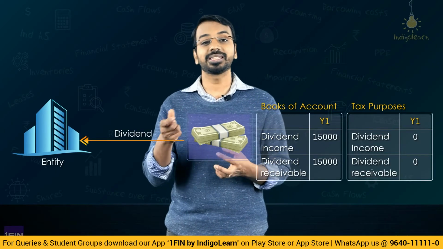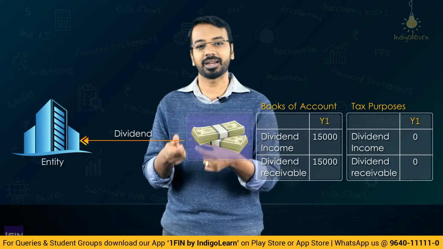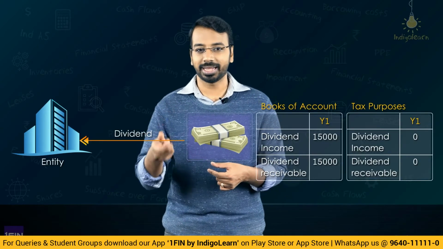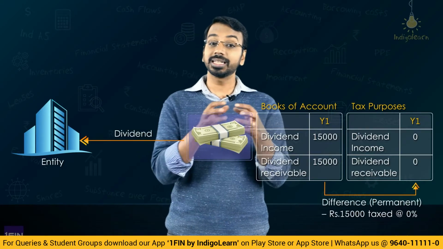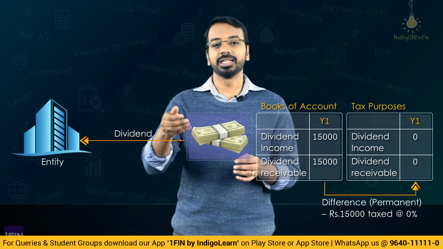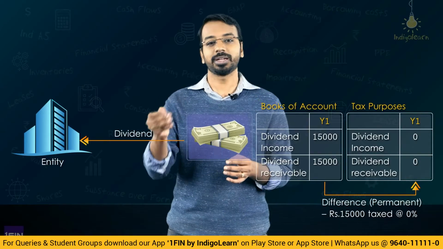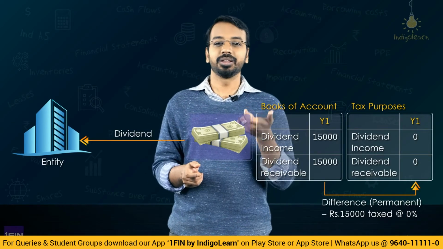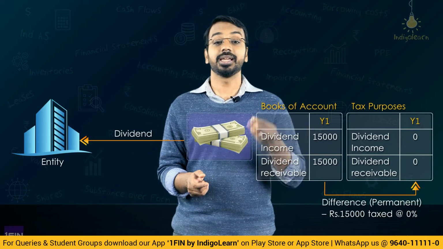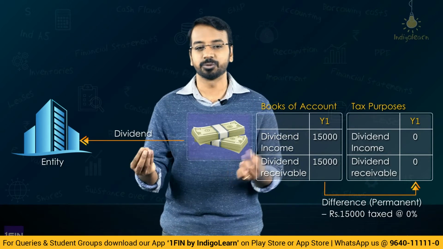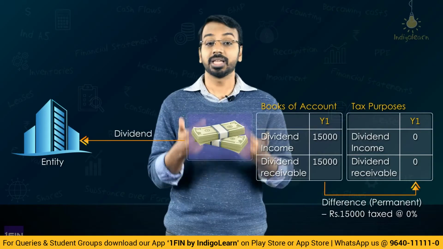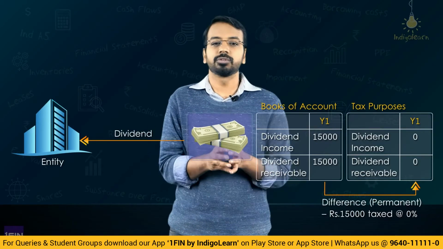Now if the dividends are exempted, and anyways in the current period you will not be taxing them, even in the future period you will not be taxing them. So for this asset called dividend receivable, the future economic benefits will not be taxable, and hence the dividend receivable in the books, let us say it is 15,000. For the tax also, the tax base will be 15,000.